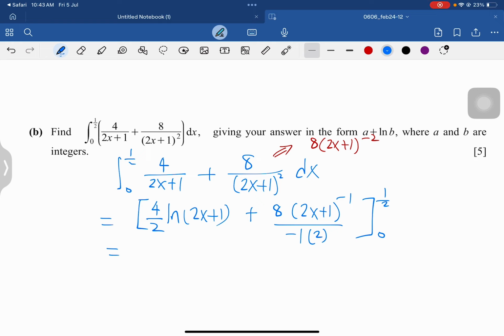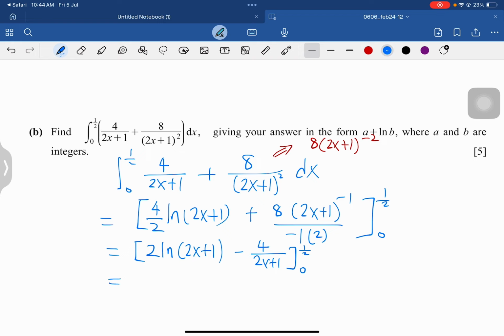Simplify first before we sub in the number. 2 ln(2x + 1) minus 4 over (2x + 1), from 0 to 1/2.